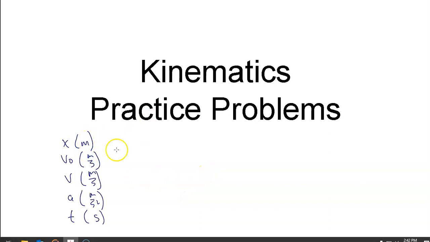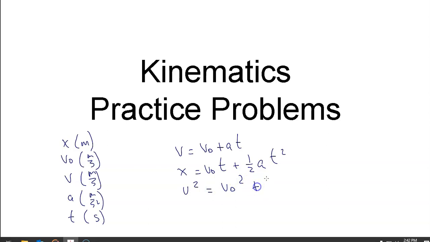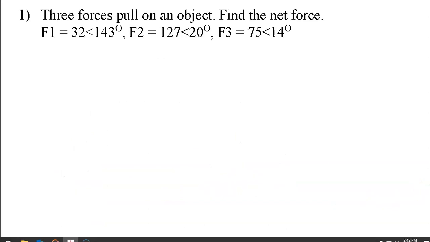Now, those are the 5 variables, but I've also got 3 formulas that tie those 5 together. They look like this. V equals V naught plus AT, X equals V naught T plus 1/2 AT squared. If you don't have these down somewhere on a piece of paper, then please hit pause and get a piece of paper and write those down. You need those 3 formulas and these 5 variables, and that should do pretty much everything that we're going to do here in one way or another. So let's get started with that.